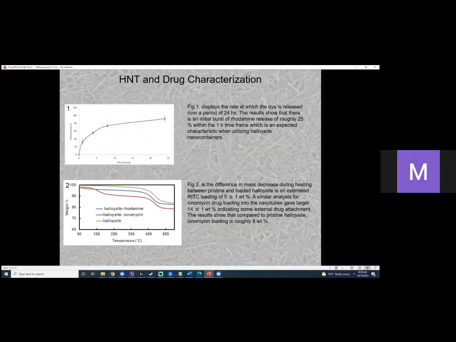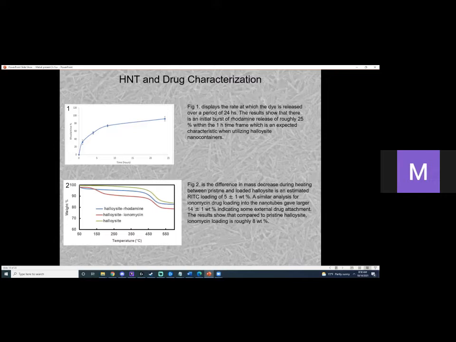Here we can see first we did the HNT, the halocyte and drug characterization to make sure that everything was working properly. So figure 1 displays the rate at which the dye is released over a period of 24 hours. Once again, this trend should be the same for most applications where there's an initial burst of roughly 25% within the 1 hour time frame, which then gets stable and tapers off over the next 24 hours over the same amount of release.